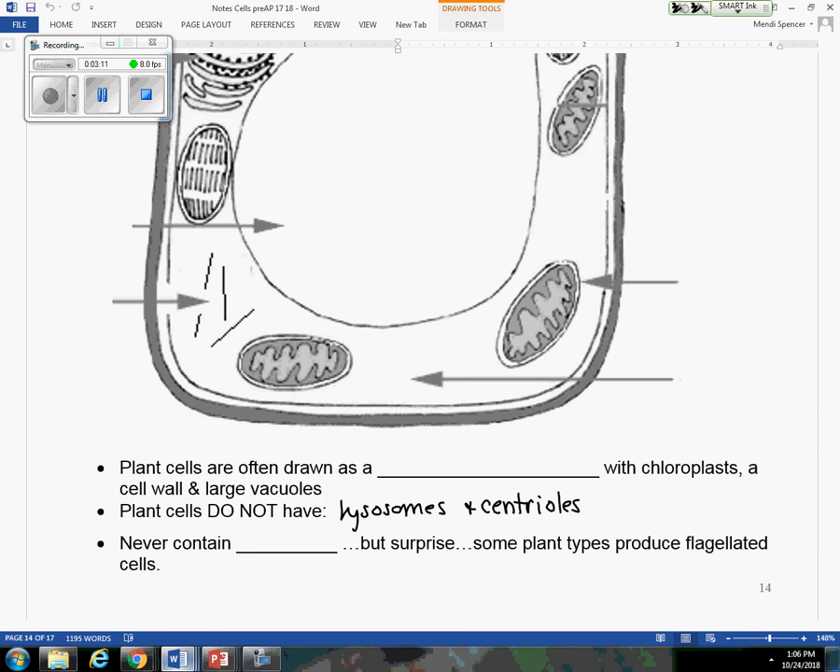Whenever we're trying to determine whether we have a plant cell or an animal cell, we're going to look for those chloroplasts. We're going to look for cell walls and large vacuoles. Also, it's more of a square type cell is how they're usually diagrammed. Now, one thing that's kind of a surprise is that there are some types of plant cells that produce cells that have flagella on them, but we're never going to find cilia on plant cells.